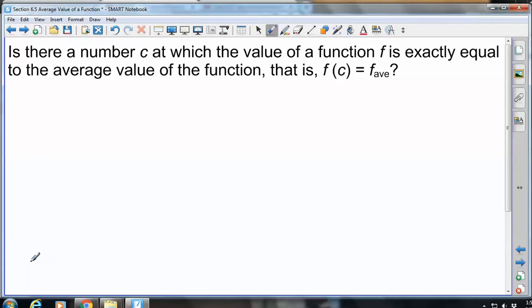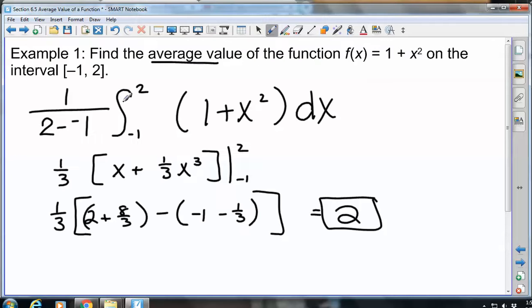So let me ask you a question. Is there a number in our interval that would make the function equal to the average value? In other words, is there somewhere between -1 and 2 where f of x is actually equal to 2? Wouldn't there have to be? Why? You found the number. It's at 1. It's continuous.